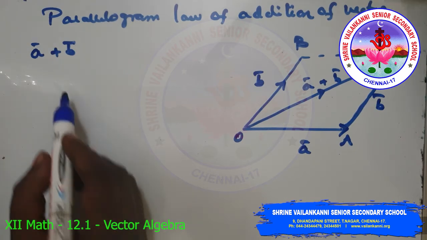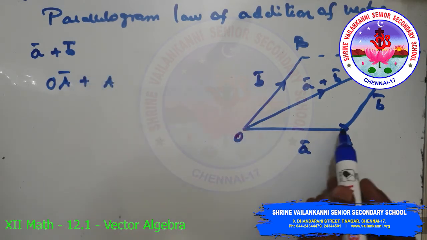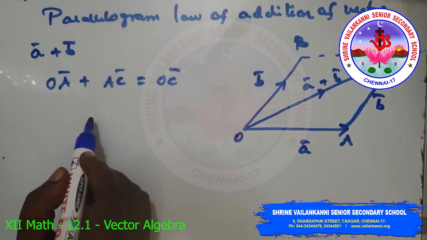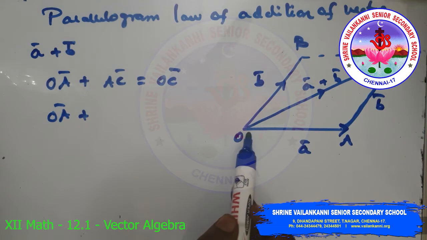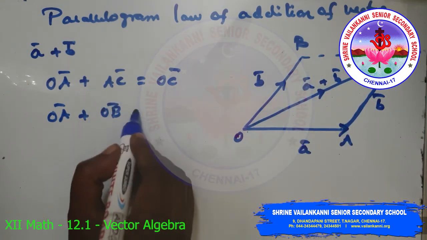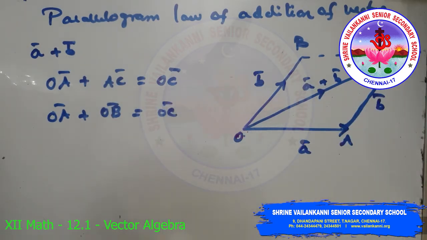So using the triangle law, OA plus AC is equal to OC. Then OA plus OB is equal to OC, since AC equal to OB, which is the parallelogram law. Thus we say that the two laws of vector addition are equivalent to each other.